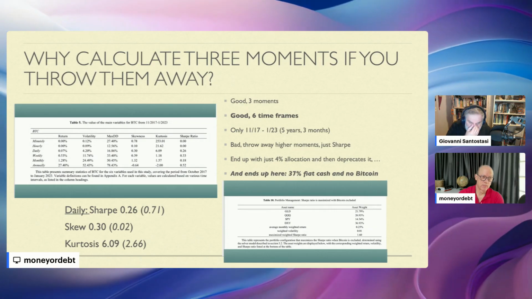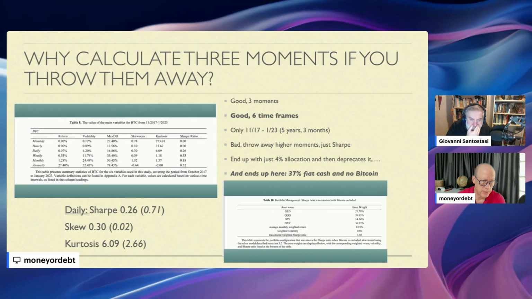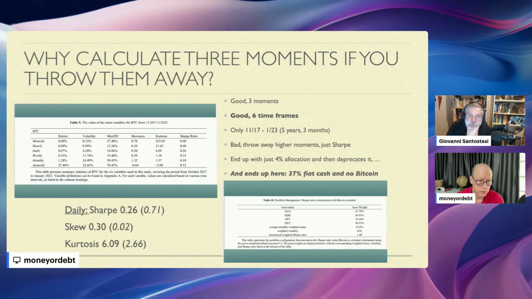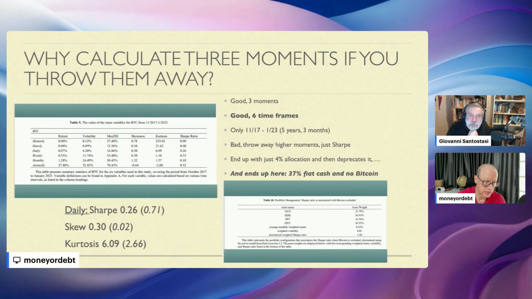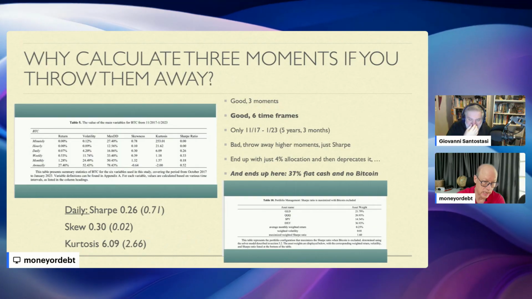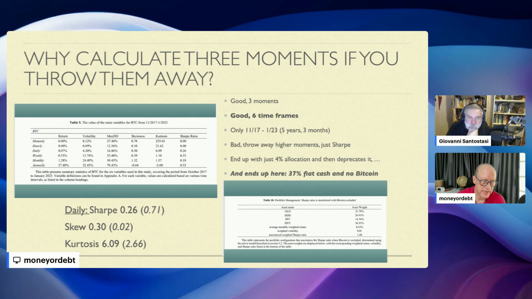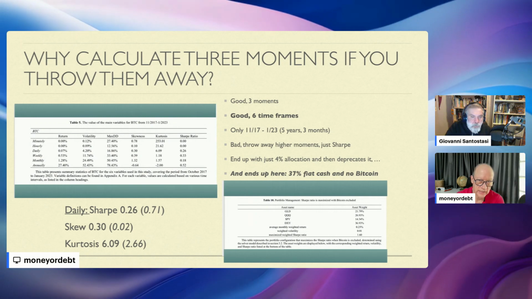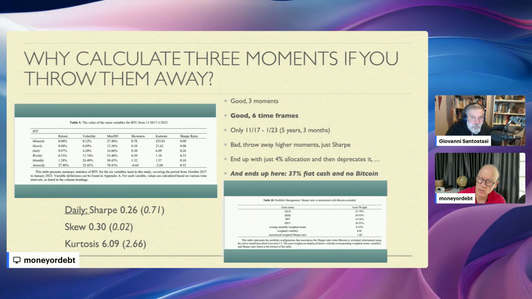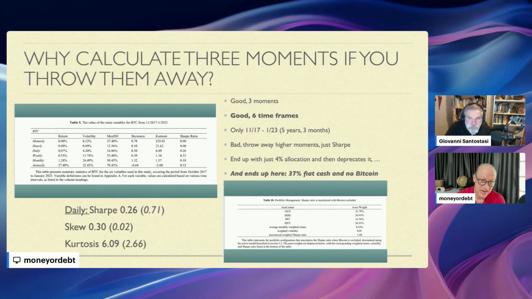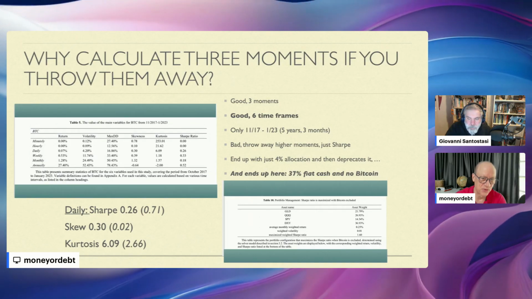So they throw away the higher moments. They end up doing a Sharpe comparison with gold, with the Qs, with SPY, and with DXY, which is just dollars, the dollar index. And they initially get a 4% allocation to Bitcoin. And then they say, well, what if that's not very much? What if we threw the Bitcoin away? I can get the same risk reward without Bitcoin.